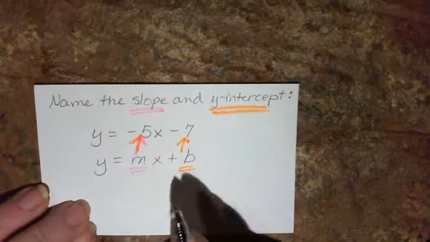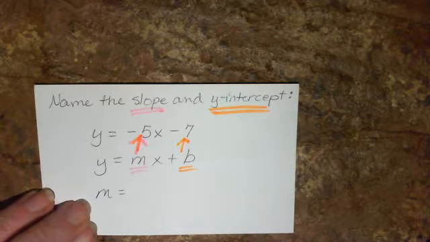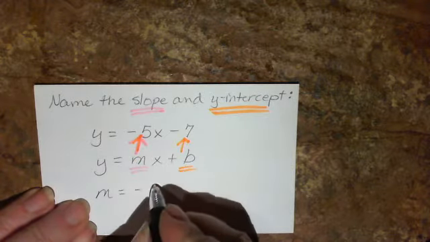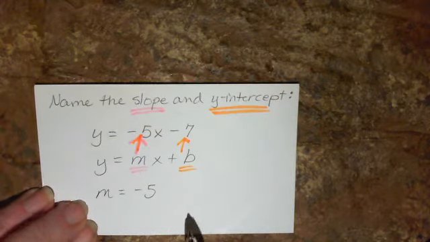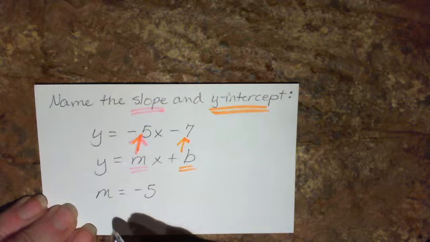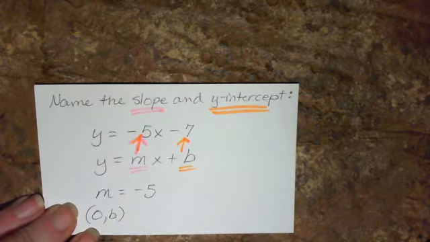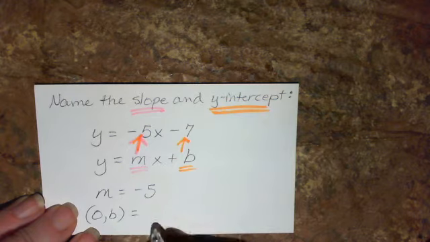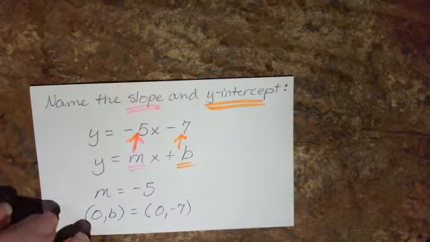So we could answer this way. Our slope, where m stands for the slope, is -5. It doesn't appear as a fraction. Remember, we can make it look like a fraction when that suits our purpose. And the y-intercept, we're going to say that's the point (0, b), and we're going to write that as the point (0, -7).